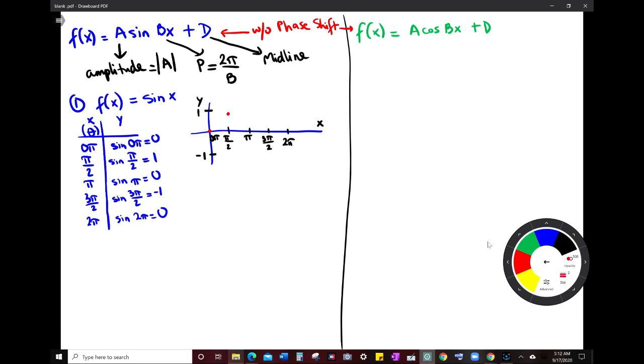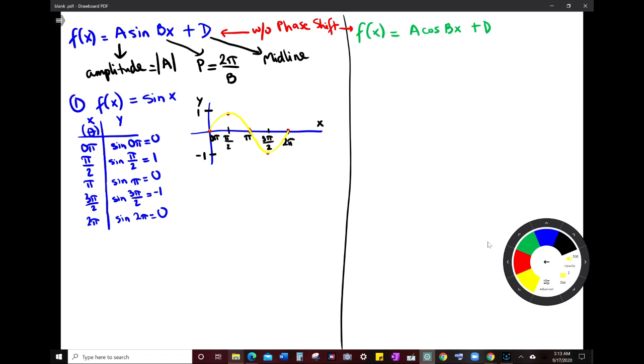And then at pi I have 0. At 3 pi over 2 I have -1. And 2 pi I have 0. So connect all of these points together. I have my graph of sine x. Okay, so that's how we do it the long way.